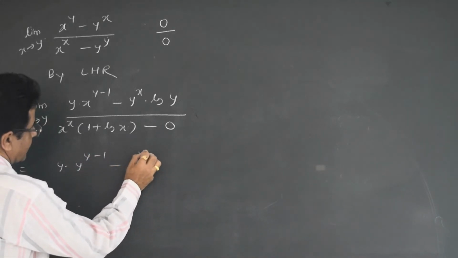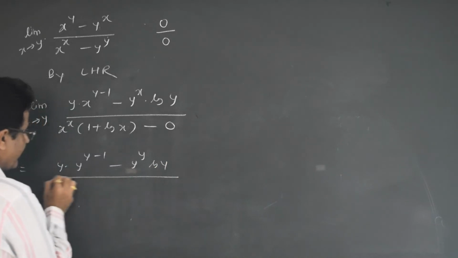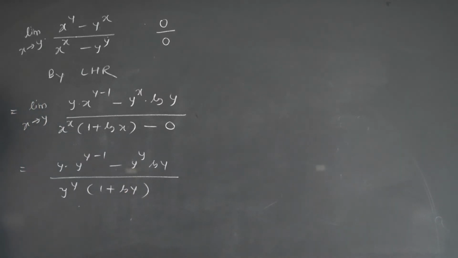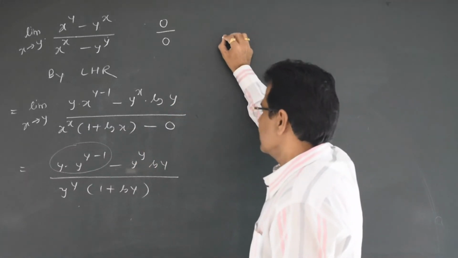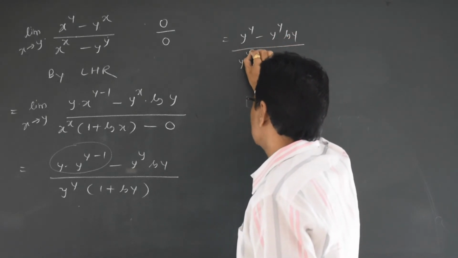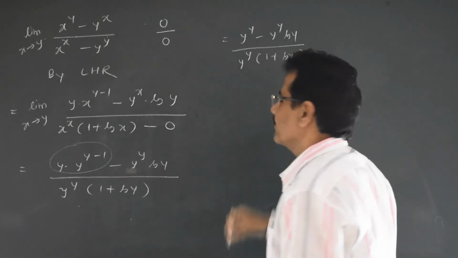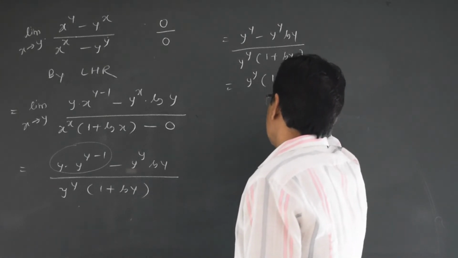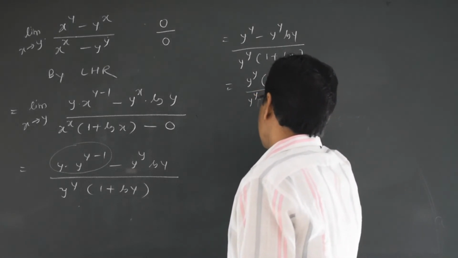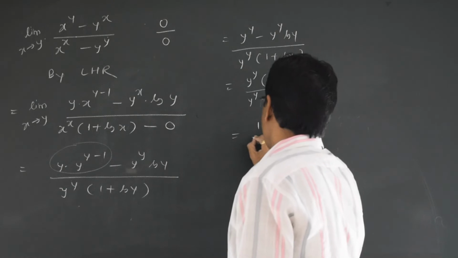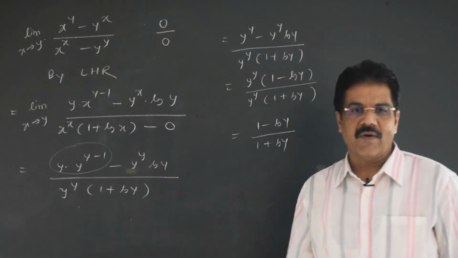So let us replace this x by y everywhere, and therefore we get this expression in terms of y only. We can use laws of indices and combine these two terms, and therefore we can write down this term as y raised to y minus y raised to y log y upon y raised to y into bracket 1 plus log y. We can take y raised to y common from the numerator. So in bracket we get 1 minus log y, and then denominator 1 plus log y, and therefore final answer is 1 minus log y upon 1 plus log y.